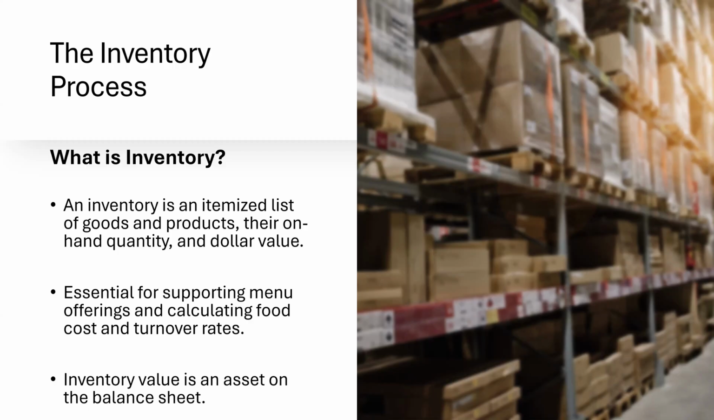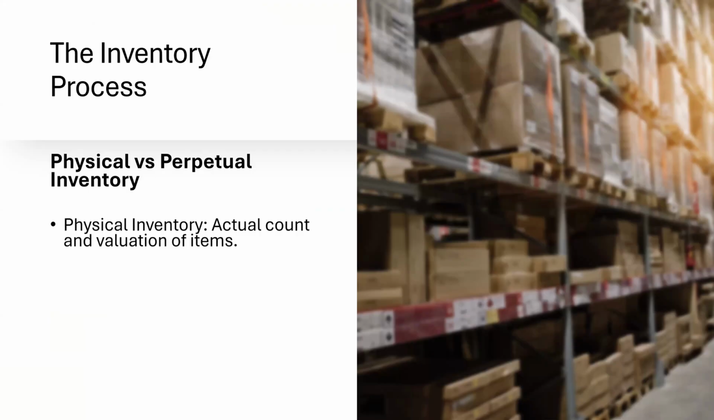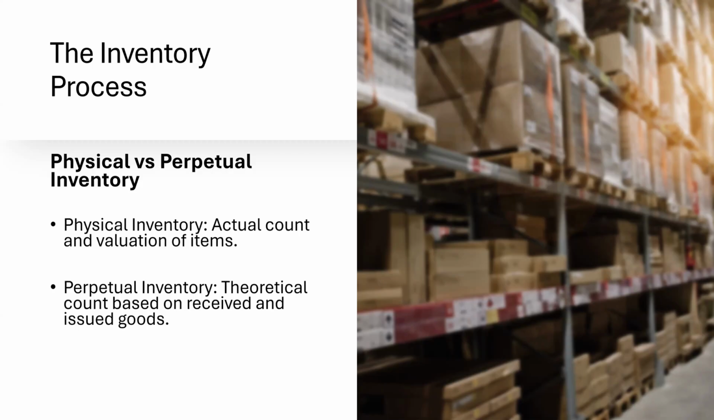It's listed on the profit and loss statement so that we know what it is. Two types of inventory, right? We can take it manually or physically. So physical inventory is actually, we go out and count one by one and then evaluation of the item. So we are doing an actual count and trying to come up with what the cost of this is. A perpetual inventory is really theoretical count based on received and issued goods.